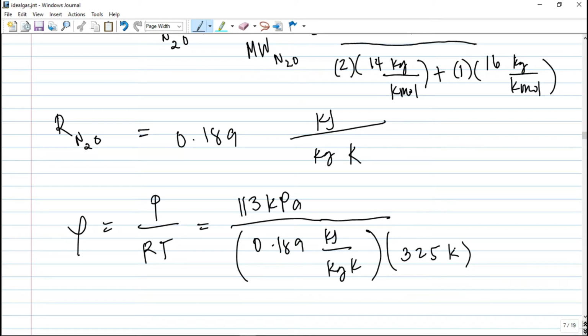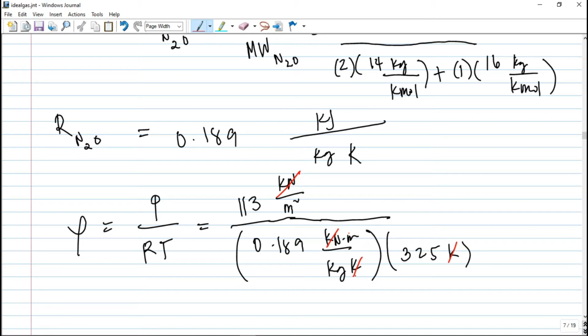So dito mag-unit analysis tayo guys. So kPa, equivalent unit niya is kilonewton per square meter. So yung kilojoule is kilonewton meter, so equivalent unit niya yan. So cancel na yung kilonewton, will cancel out. We have Kelvin here. Then yung meter dito, multiply sa meter square dito, so that will become cubic meter.